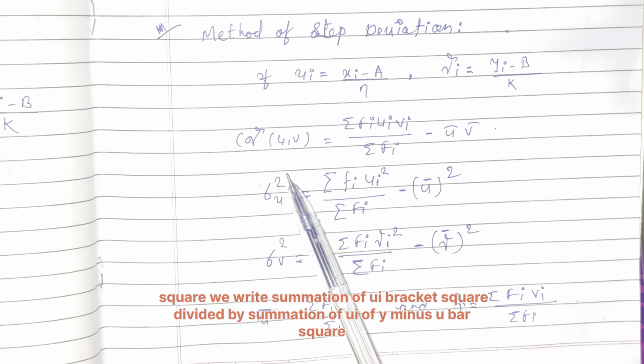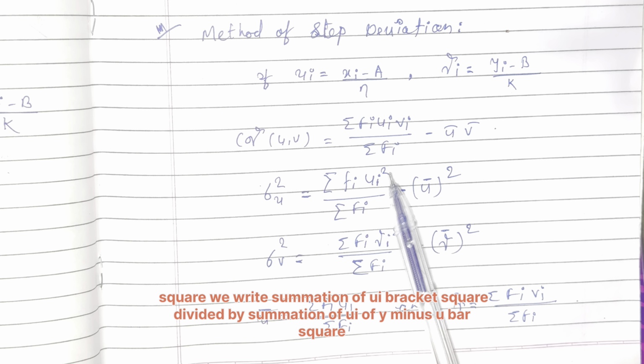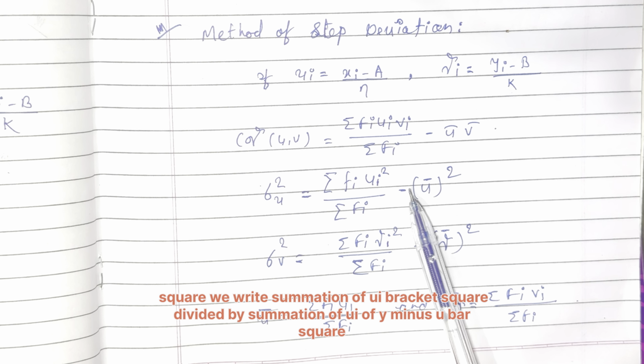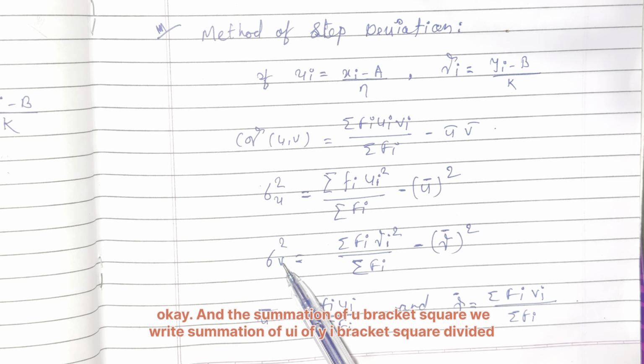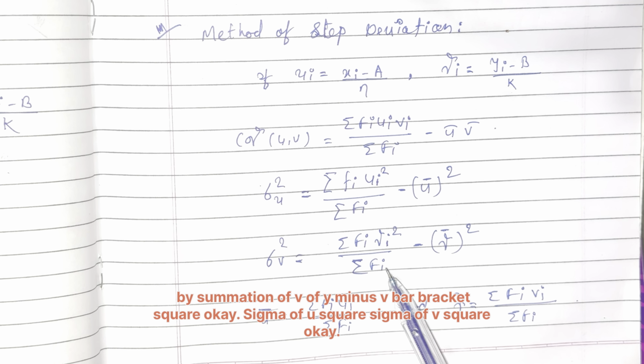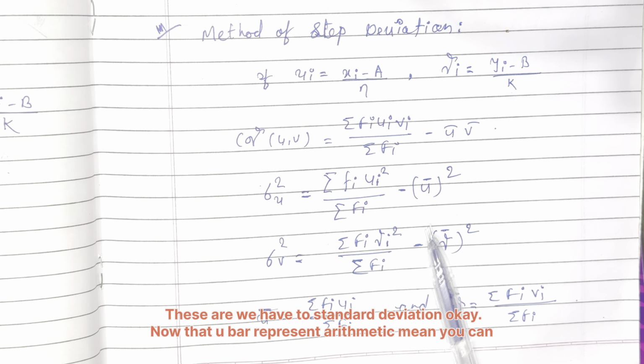So sigma of u square we write as summation of fi ui square divided by summation of fi, minus u bar square, and sigma of v square we write as summation of fi vi square divided by summation of fi, minus v bar square. Sigma of u square, sigma of v square. We have two standard deviations.